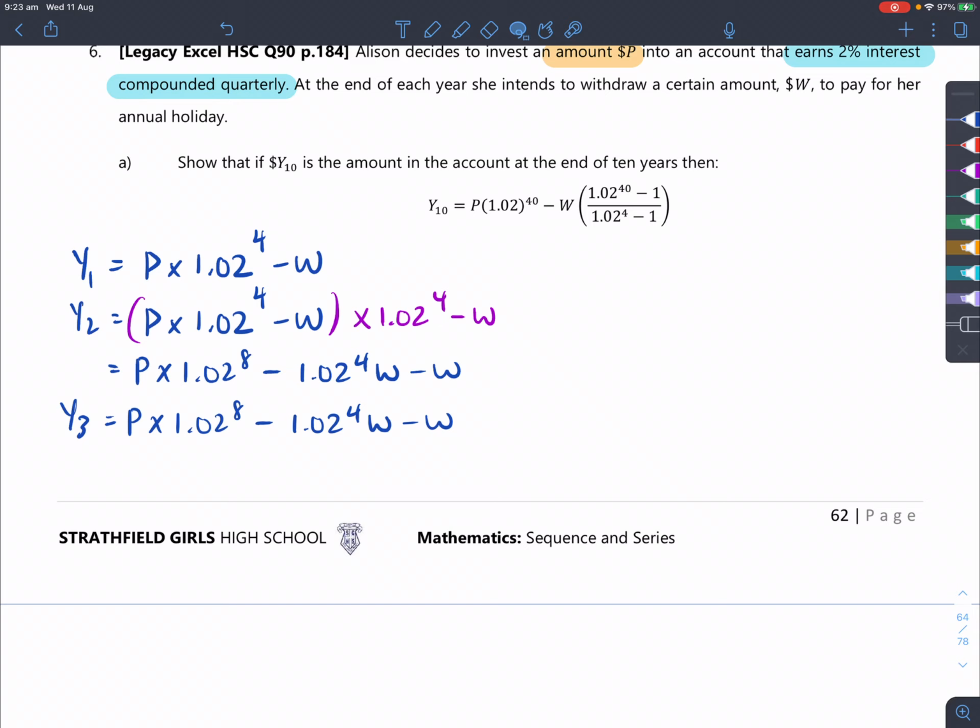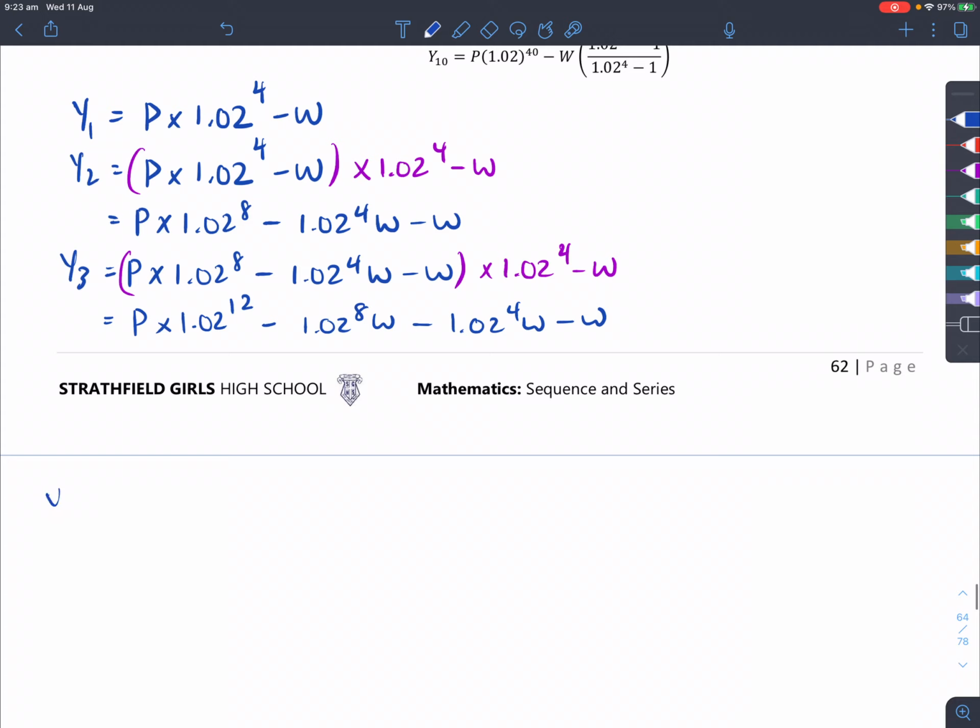And what we'll do is we shall multiply that whole entire thing by 1.02 to the power 4, minus W. So this will now be 1.02 to the power of 12, minus 1.02 to the power of 8 W, minus 1.02 to the power of 4 W, minus W. Right. So we can now generate a pattern and factorize out the W at the end.